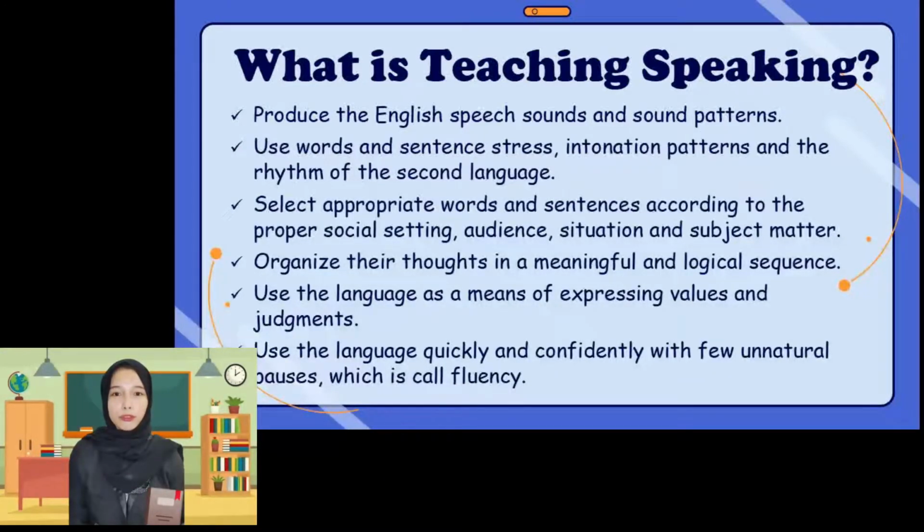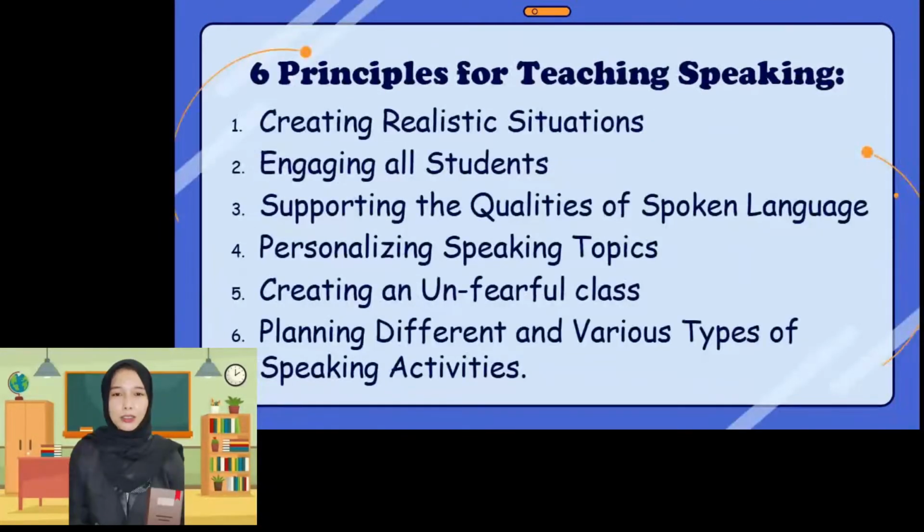So now let's move on to the 6 principles for teaching. These are the 6 principles of teaching speaking. Number 1, creating realistic situations. It will help the students if they practice and use English in a realistic situation. So the teacher should think of situations where the type of language he wants to introduce is commonly used.